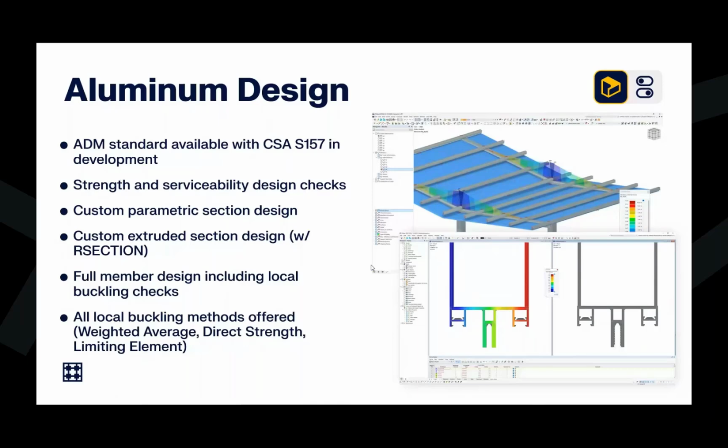custom extruded shape like what we see over here on the right-hand side, and I can get full member design according to the ADM. But not only this, you heard me say this with cold-formed steel, we can also get the local buckling checks. Again, something that's very unique with the RSECTION to RFEM integration is being able to also get the buckling checks for these particular unique members. Now, as far as local buckling methods offered within the ADM, we offer all three, including weighted average, direct strength, or limiting element.